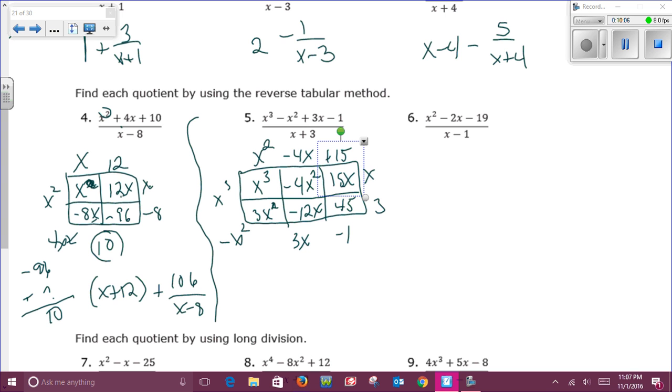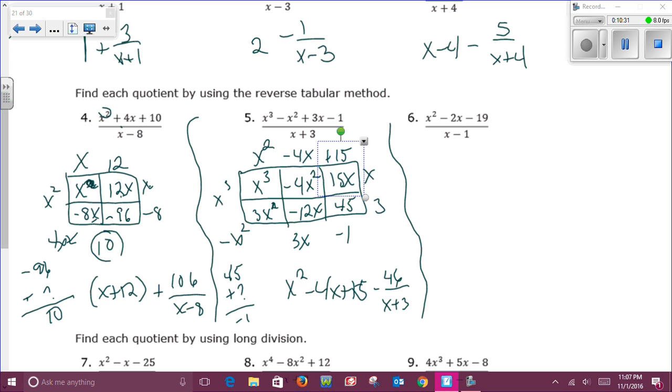So I need to somehow end up with a negative 1. So I ask myself, 45 plus what number gives me a negative 1? Well, that would have to be negative 46. So x squared minus 4x plus 15 minus 46 over x plus 3. Last one, this is going to be a 2 by 2.